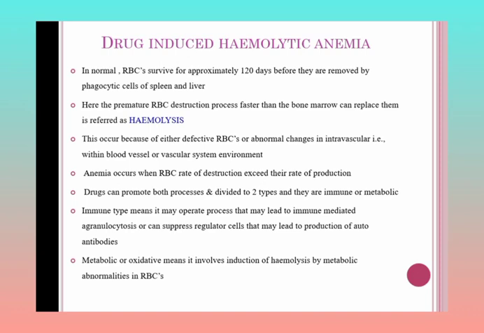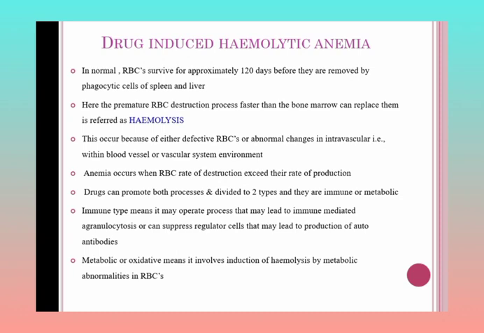And the drugs that can promote both processes are divided into two types: immune and metabolic. So hemolytic anemia is divided into two types, immune type and metabolic type. Immune type means it may operate a process that may lead to immune-mediated agranulocytosis, or it can also suppress the regulator cells that may lead to the production of autoantibodies.